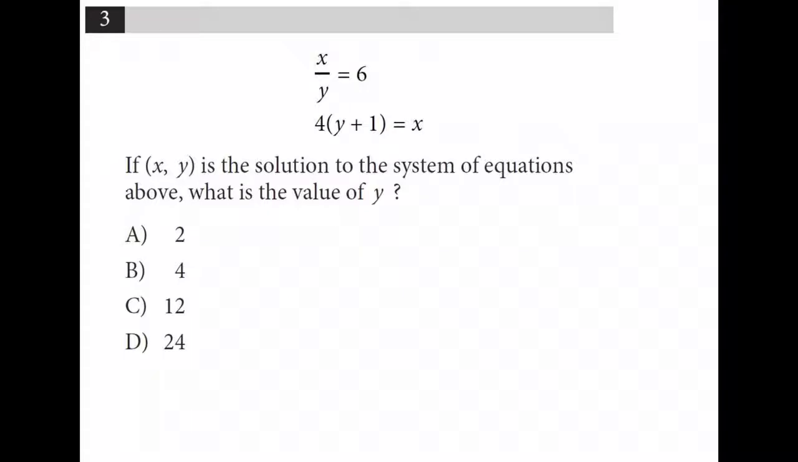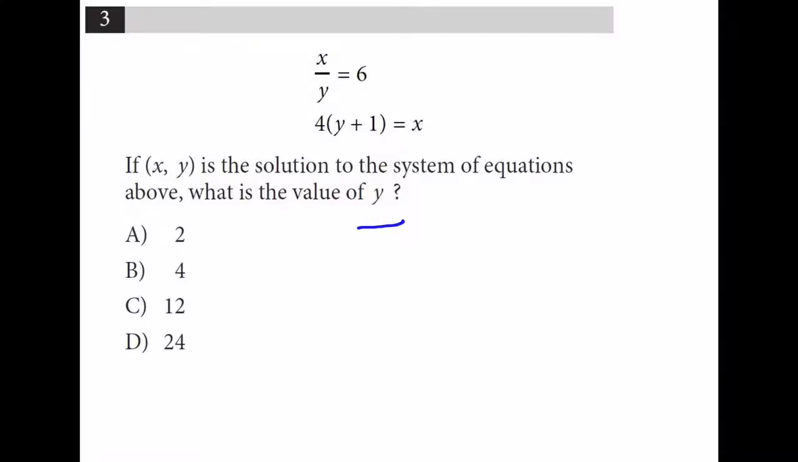Number 3. x divided by y is equal to 6. 4 times the quantity y plus 1 is equal to x. If xy is the solution to the system of equations above, what is the value of y? So I know that in the end I want to solve for y, and I'm going to use substitution. I'm going to plug in part of one equation into the other to get rid of one of the variables. So if I plug in for y, I'm going to get rid of y and not solve it. So instead I want to plug in for x, which means I'm going to solve for x.